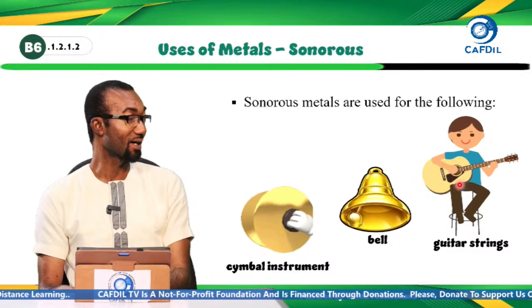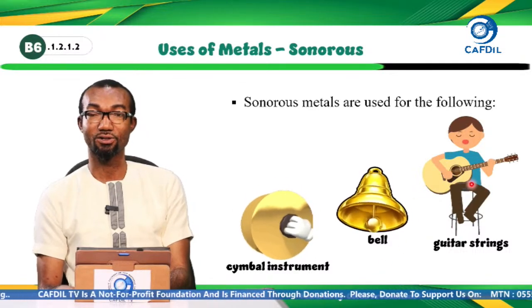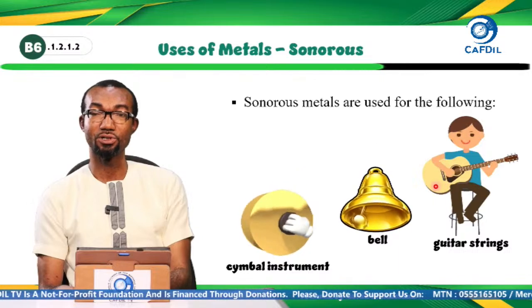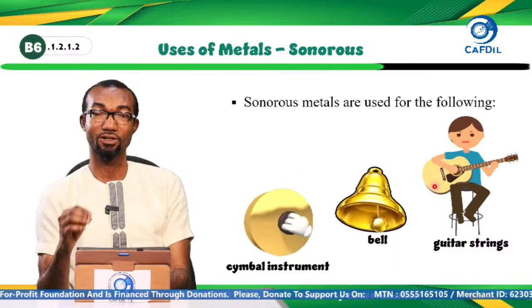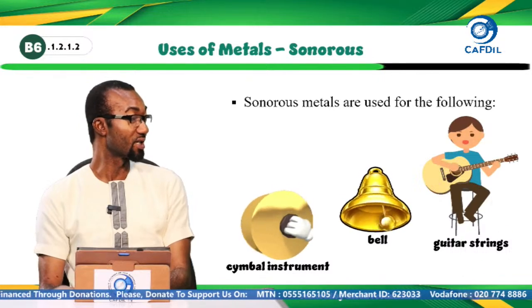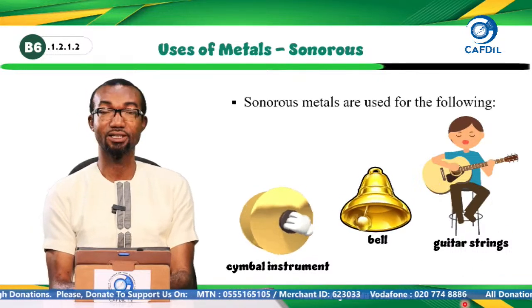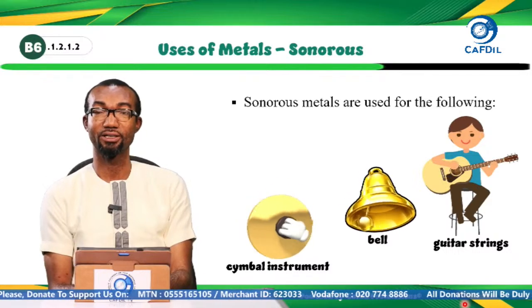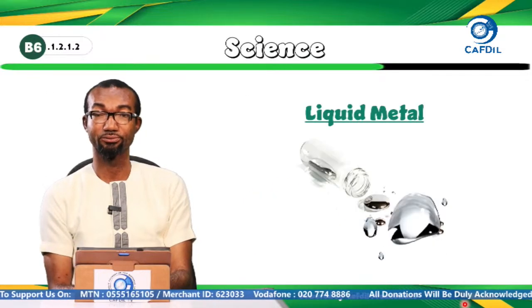And we also have guitar strings. So metals are used as guitar strings because of their sonorous property. And we enjoy music with the guitar. So these are some of the things we can get from metals being sonorous.